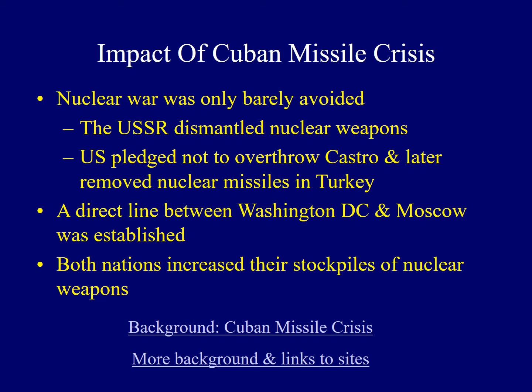In the short run, it eased tension between the Americans and Soviets as a direct line was established between Washington, D.C. and the Kremlin. But in the long run, both sides built up their nuclear arsenals as they worked to maintain nuclear superiority. Some additional hyperlinks to the Cuban Missile Crisis are below.